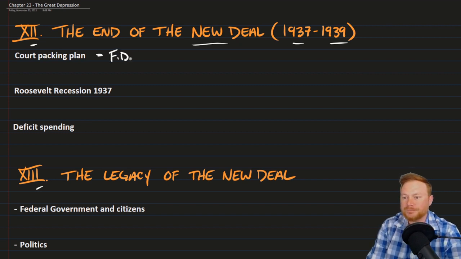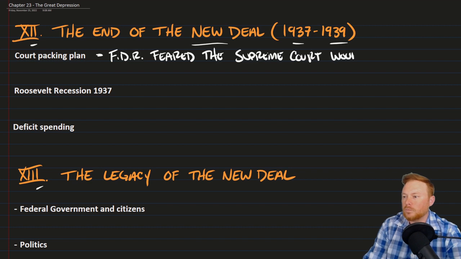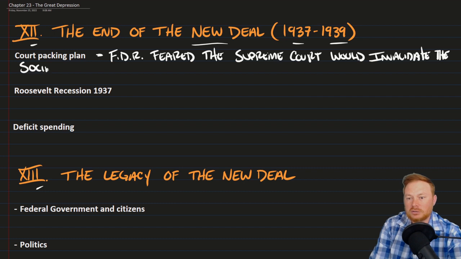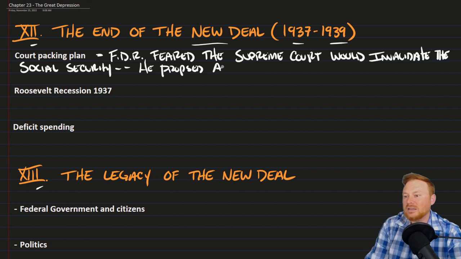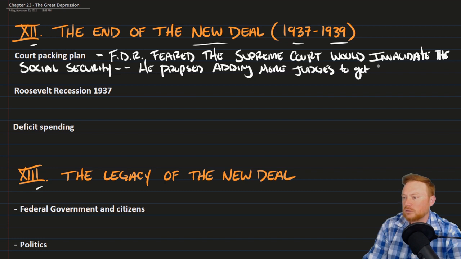So we might say that FDR feared the Supreme Court would invalidate the Social Security Act. So he proposed, that is Roosevelt, adding more judges. These judges would be chosen by Roosevelt to get the votes he needed.